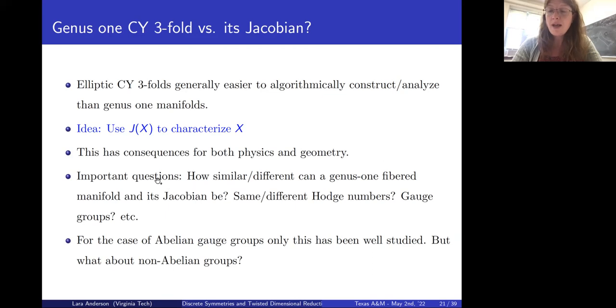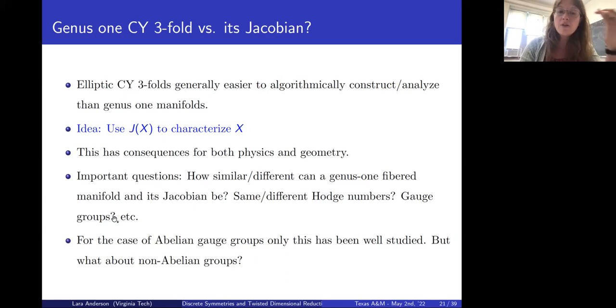So one question you can ask is, if I'm going to use the Lego structure of this manifold to break apart a fiber and base, how similar and different can genus-one fibered manifolds and their elliptic cousins be? Will they have the same or different Hodge numbers, the same topology, different gauge groups?